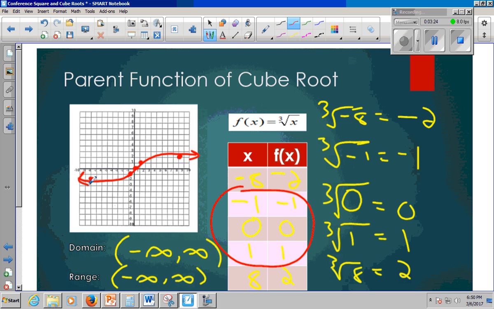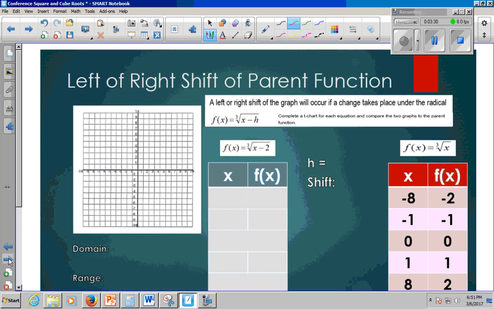So now what we want to do is remember this parent graph T-chart, and take a look at the shifts. The first shifts we're going to look at again is the left and right shift. Notice these are in the form of f of x equals the cube root of x minus h, where x minus h is under the radical, and again, the minus sign in the formula. So here we have our first shift example, f of x equals the cube root of x minus 2. If I were to write x minus h, it's easy to see that h is 2. So this is the shift 2 to the right.